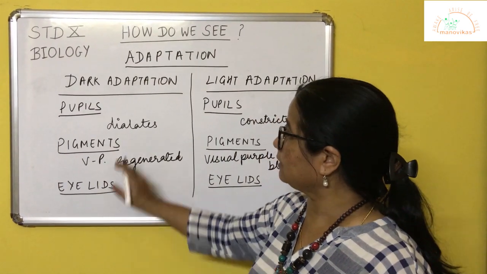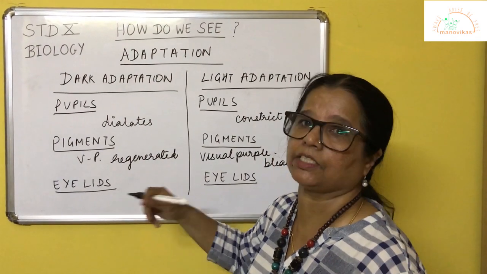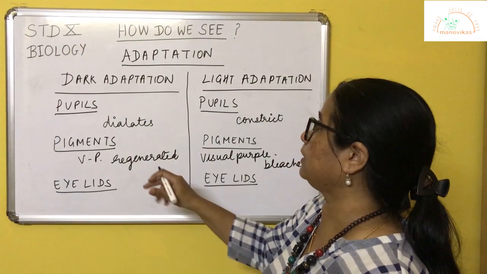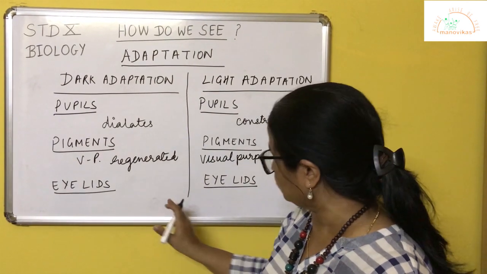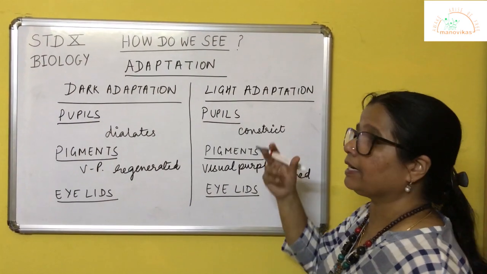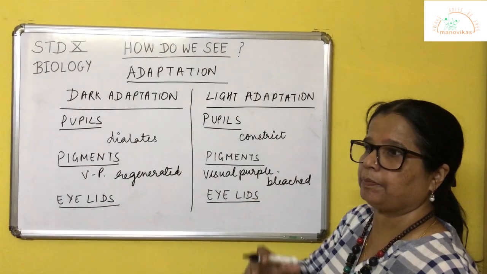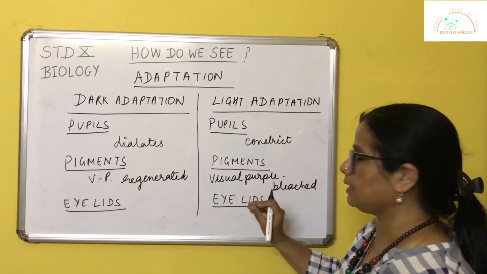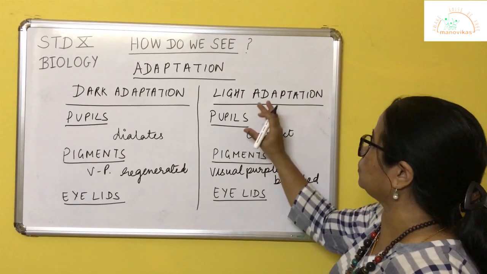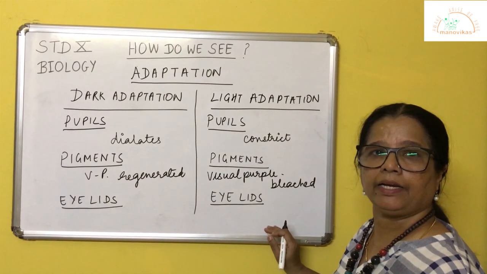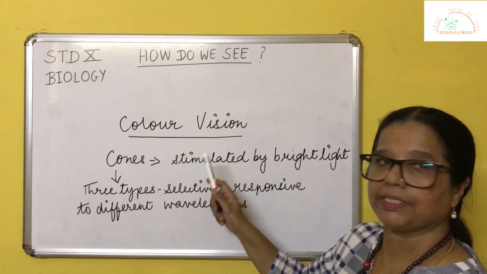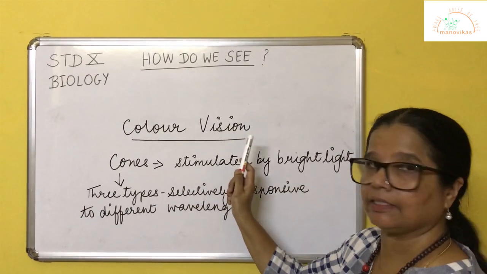Then the eyelids, when a person is in a dark place, naturally the eyelids will tend to open wide so that the pupils get more light and so on. Here in bright light, what happens as we go from a dark place to a sunny place? The eyelids tend to close a bit so that they can control the amount of light entering the eye.